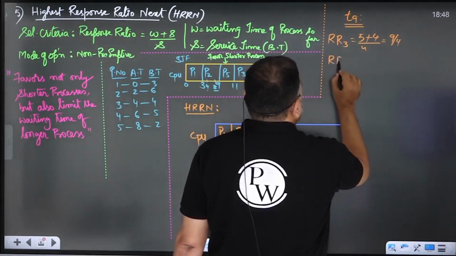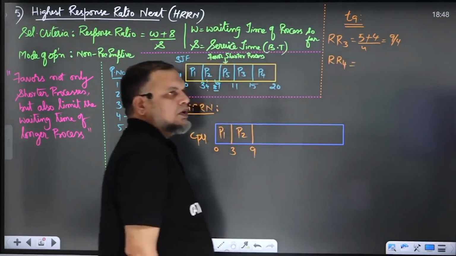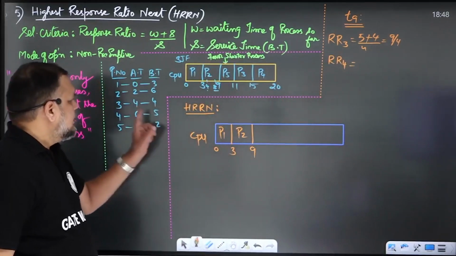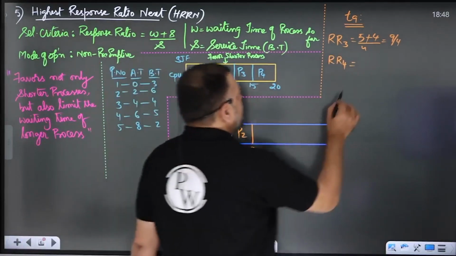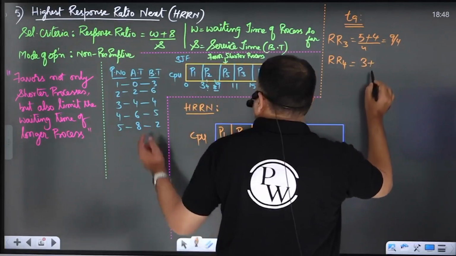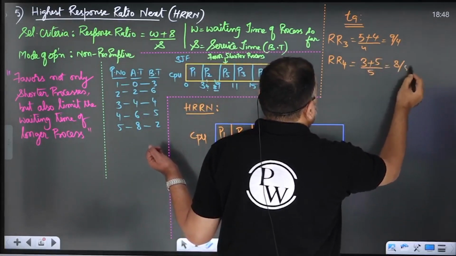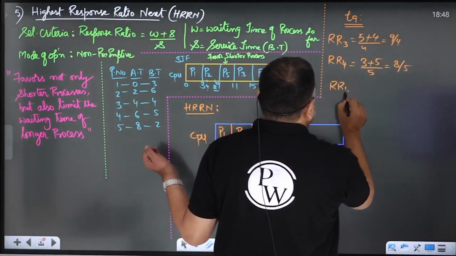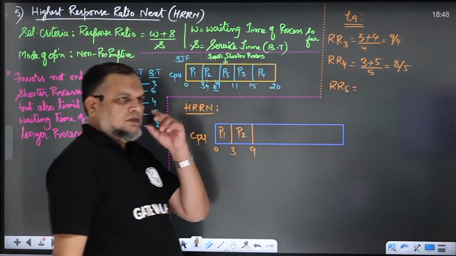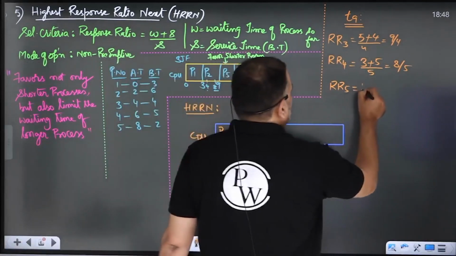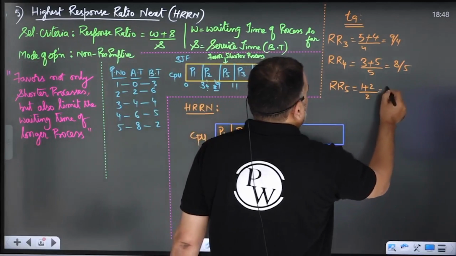Similarly, what is the response ratio of process 4? Process 4 came at time 6. Current time is 9. From 6 to 9, how much has it waited? 3 units. What is the burst time? 5. So (3 plus 5) divided by 5, 8 by 5. What is the response ratio of process 5? Same way. From 8 to 9 it waited 1 unit, so (1 plus 2) by 2, 3 by 2.